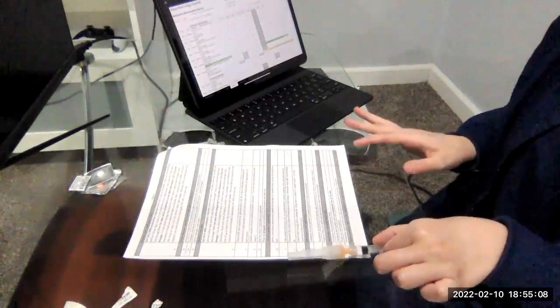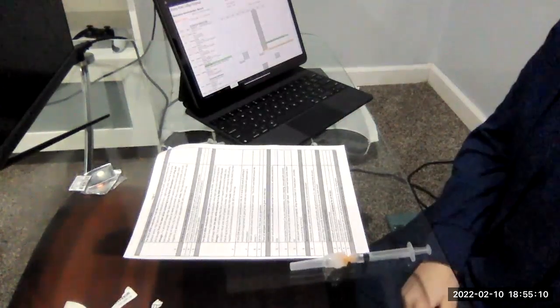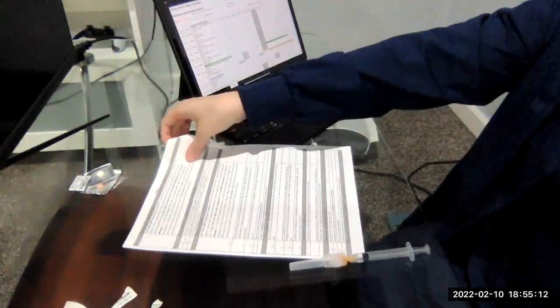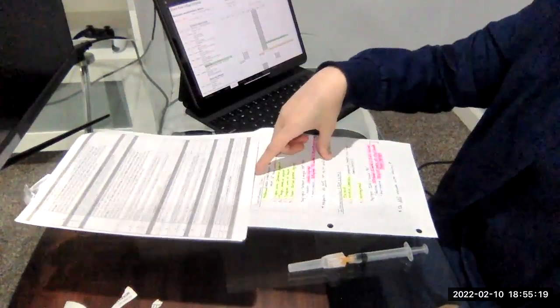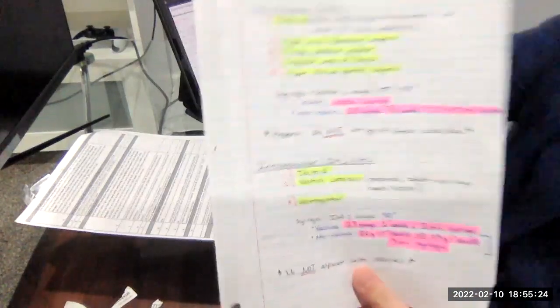Next thing you need to do is your injectable medication. So first thing you're going to do is say all of the subcutaneous sites. So what are the 5 subcutaneous sites? I wrote all of them down right here.